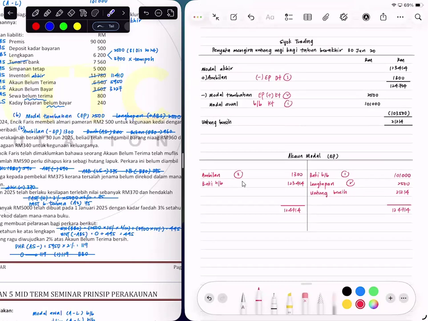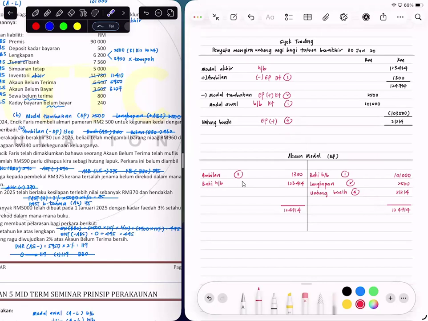Okay, but don't get so rushed to record your modal akhir first. Because modal akhir means your Baki HP. You need to keep it for the last. You should record one more EP item first, which is untung bersih. Because untung bersih also considered as EP that you recorded into PAK for EP format there, right? And when you have untung bersih, that means you're getting more fund in the company. It will be in positive value. So positive EP should record into credit side.